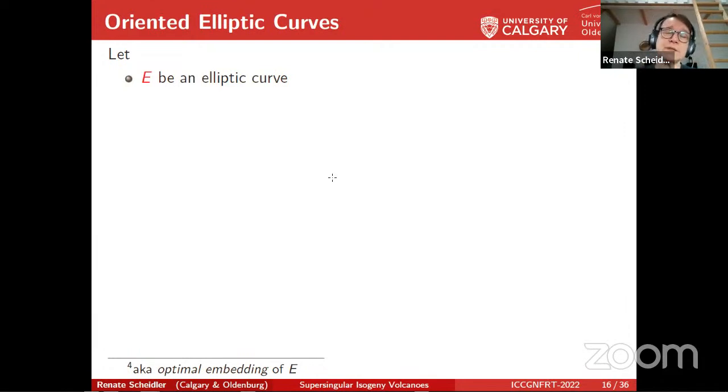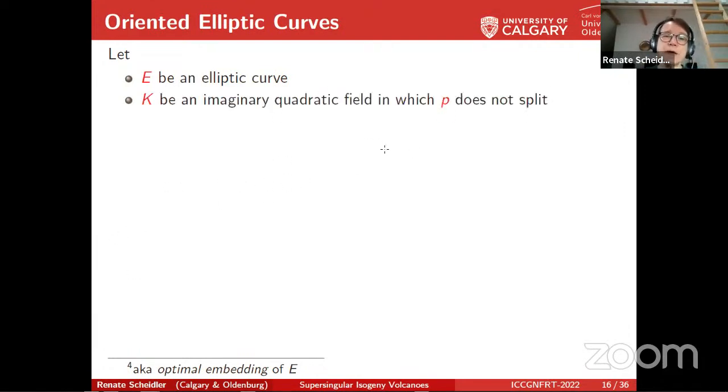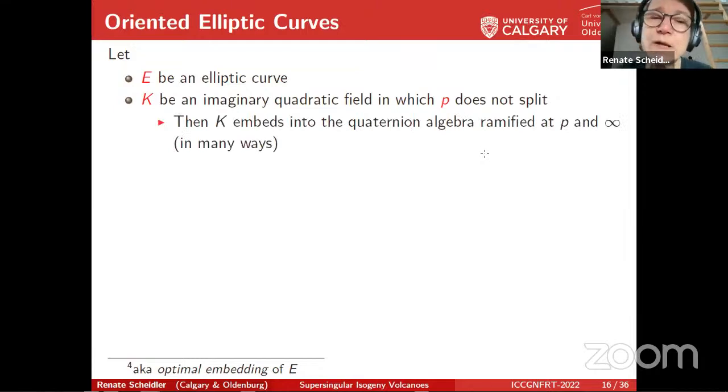Well, you start with an elliptic curve, doesn't have to be supersingular yet, could be either, and then you pick a quadratic field. The only restriction is that the characteristic should not split in this quadratic field. So there are lots and lots of quadratic fields that satisfy that. And then it is well known that this quadratic field embeds into the quaternion algebra ramified at p and infinity. That's the endomorphism algebra that contains all the endomorphism rings of the supersingular elliptic curves, and K sits in there up to isomorphism.